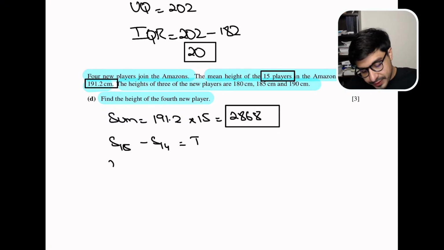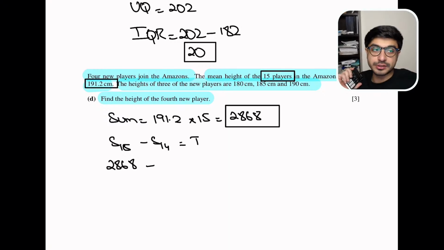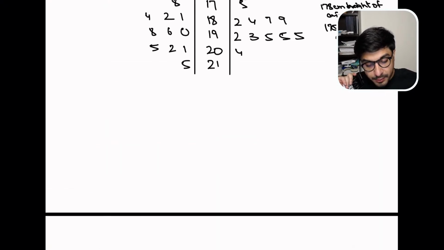So now coming here, what is the sum of the 15 terms? 2868. From this, if I need to subtract 14, what is it going to be? Subtracting 14 would mean the sum of 14, right?